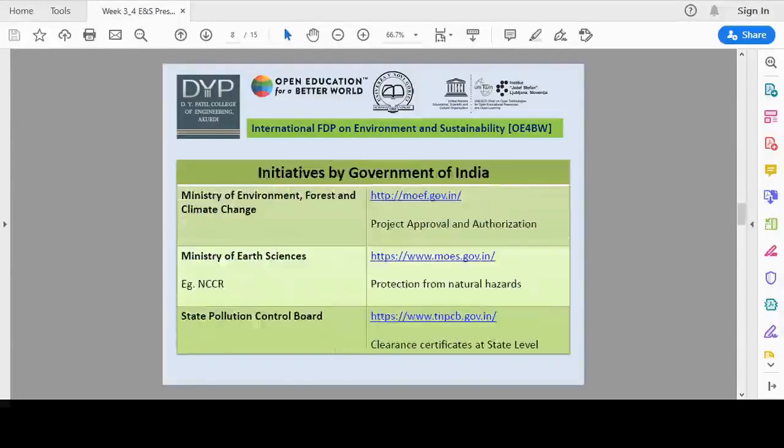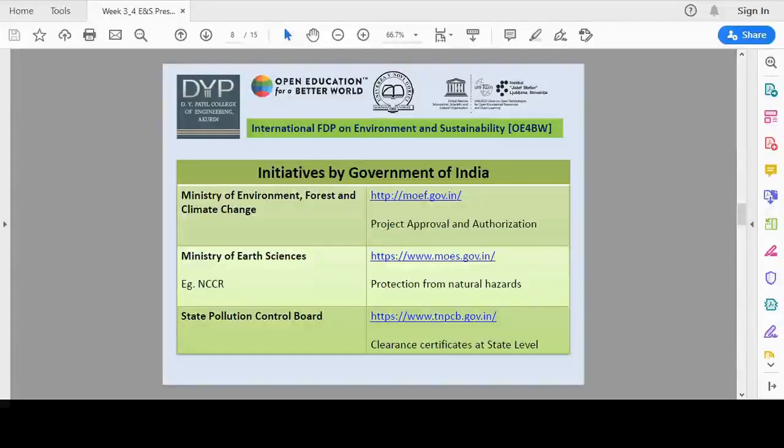Some of the initiatives taken by the Government of India against environment impact: The Ministry of Environment, Forest and Climate Change is in charge of all the approvals for the projects and the authorization. The Ministry of Earth Sciences is related to protection of people and other resources from natural hazards. It has some divisions like NCCR, National Centre for Coastal Research, which carries out research related to environmental science.